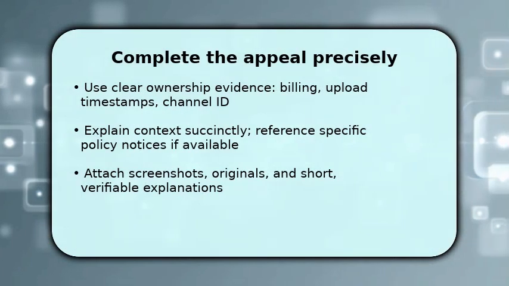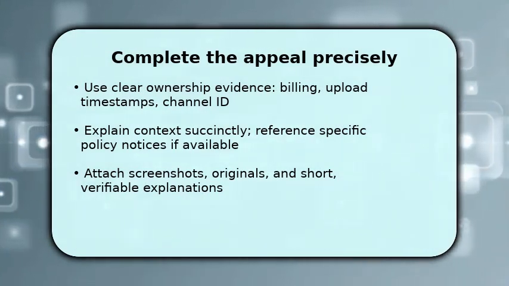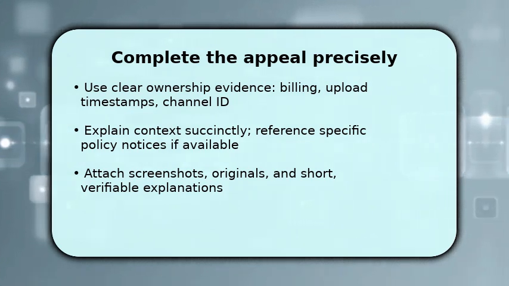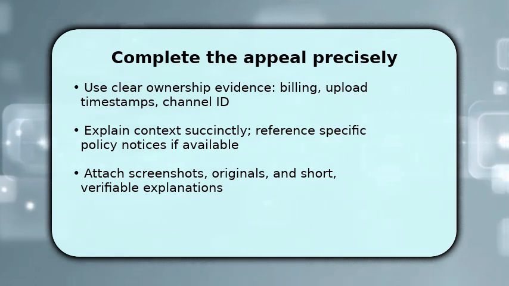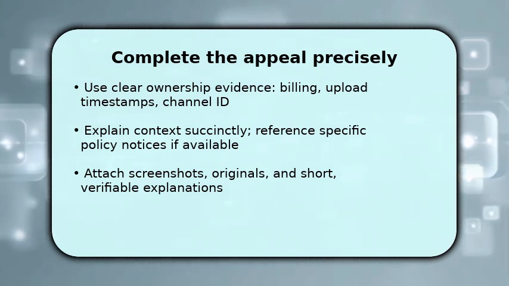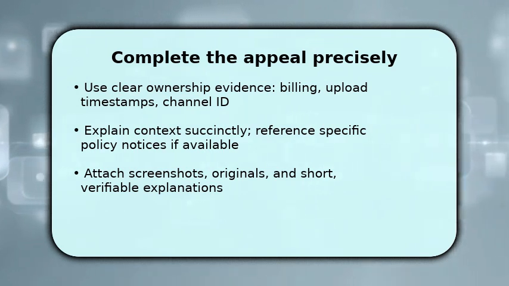You now fill the appeal with exact evidence: billing receipts, upload timestamps, channel ID, and original video file names. Describe why removal is incorrect or mistaken, reference the specific policy notice you received, and counter each claim with verifiable facts. Attach screenshots and originals, label them clearly so reviewers don't have to guess.